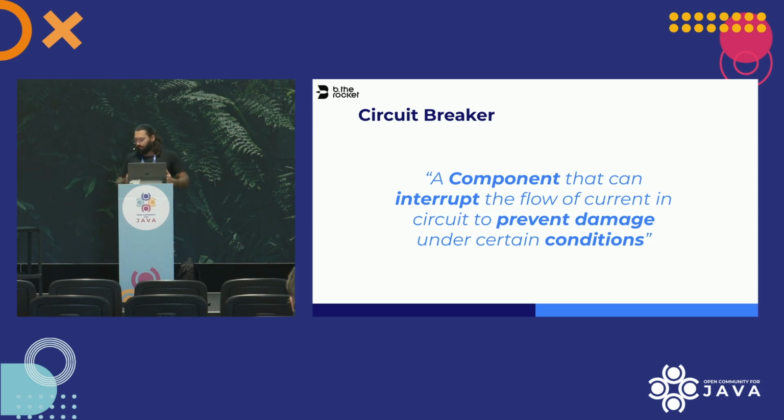Just talking briefly about that, a circuit breaker is a component that can interrupt the flow of current in circuits to prevent damage under certain conditions. So, just coming back to the Sam Newman phrase, the circuit breaker helps us to prevent some failures, and also to handle different conditions in our architecture.